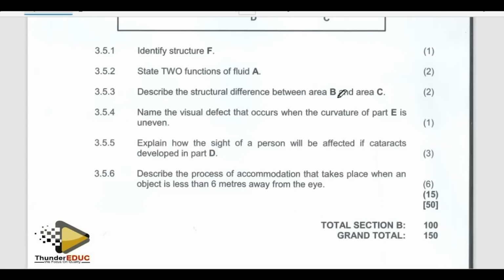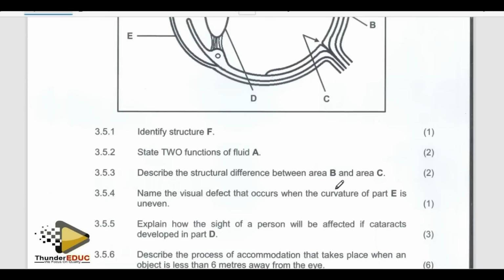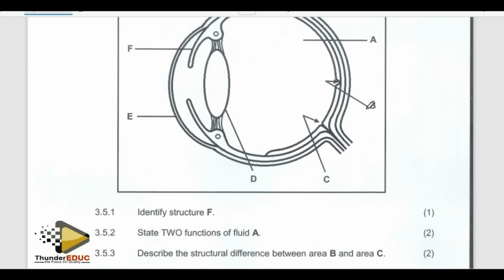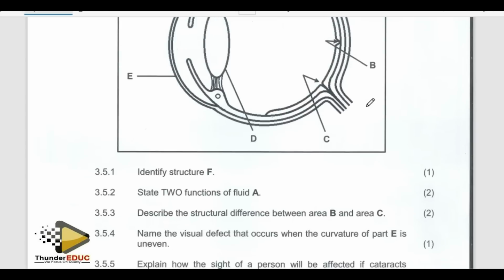Describe the structural difference between B and C. B is the yellow spot. That's where the clearest image is formed, so it has more rods and cones. The highest concentration of rods and cones is found in B. They are saying structure. And then C has no photoreceptors, no rods and cones at all. Meaning that if the image forms there, you'll be blind. You won't be able to see that object. That's why it is called the blind spot.